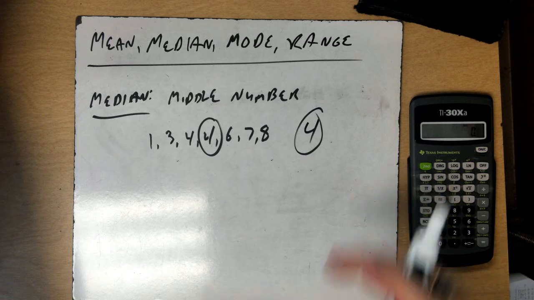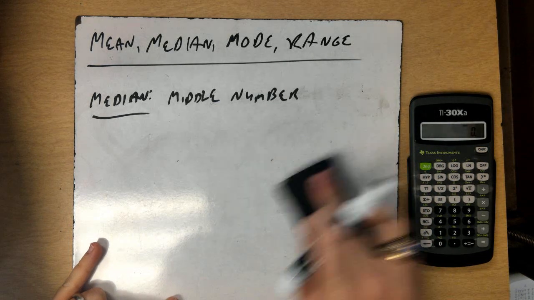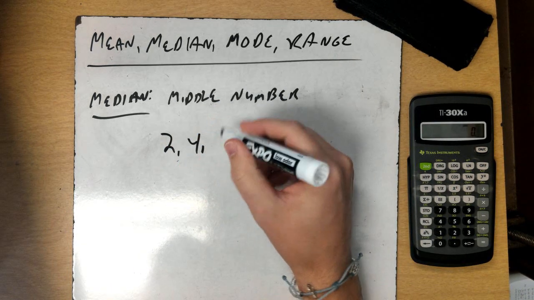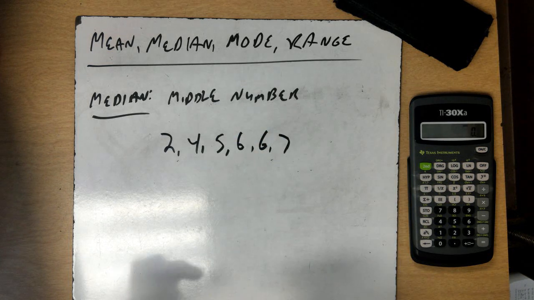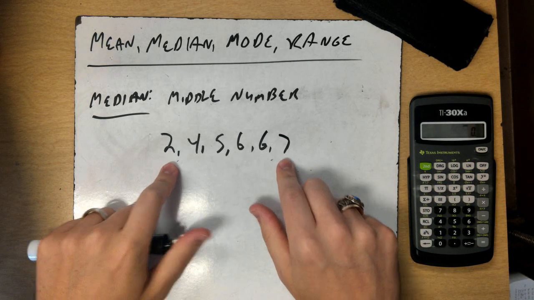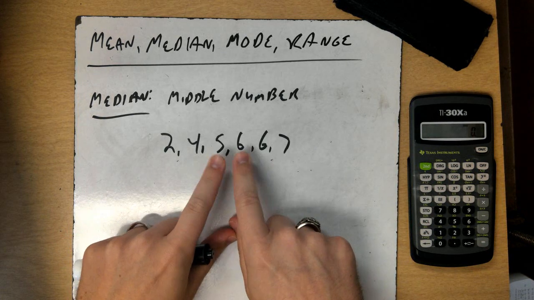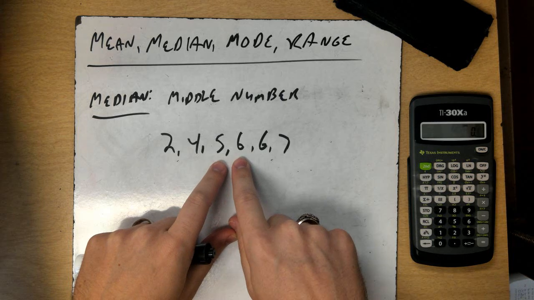Now, it's not always that easy, okay? Let's say we have an even number of numbers. Let's go 2, 4, 5, 6, 7, okay? So now we have an even number of numbers, okay? So let's start outside again, right? We have 2 and 7. We're going to go in, 4 and 6. We're moving in again, 5 and 6. Now look right here. There's no middle number between 5 and 6, right? Well, there is technically, right?